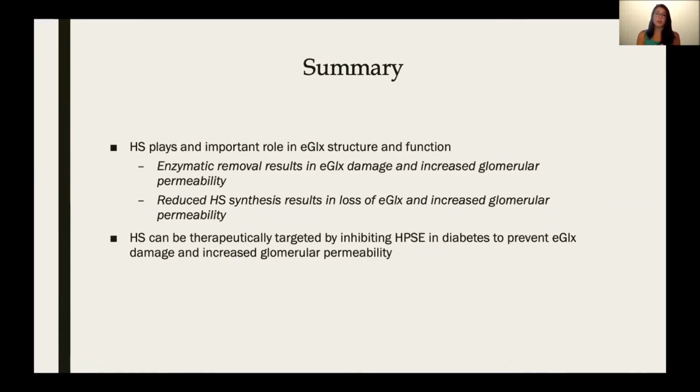Okay, so just to summarize what I've talked through, hopefully I've convinced you that heparan sulfate plays an important role in the glycocalyx structure and function, and I've shown that in two different ways. The first was using enzymatic removal of heparan sulfate, and that showed that there was E-glycocalyx damage and increased glomerular permeability. And the second, using the transgenic mouse model that had reduced HS biosynthesis, and that resulted in glycocalyx damage as well. And then I showed that heparan sulfate can be therapeutically targeted by inhibiting heparinase in a diabetic model, and that resulted in restorative effects on E-glycocalyx structure and function.